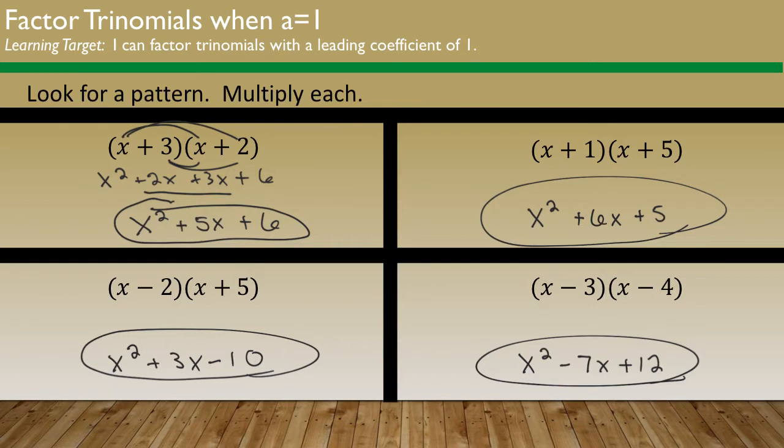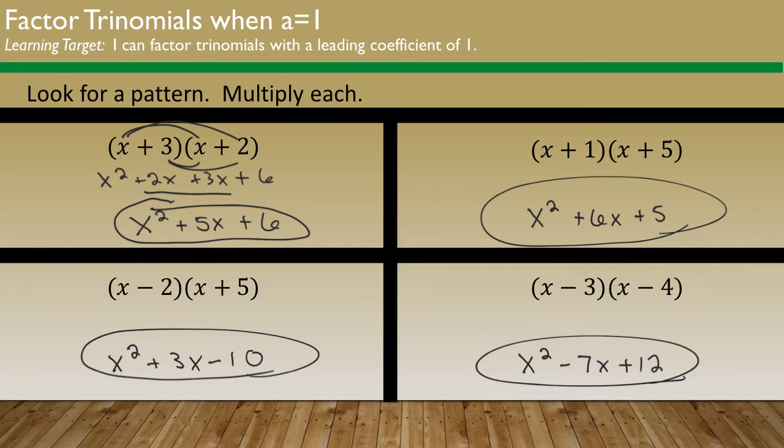is this middle term, this 5, is coming from 3 plus 2, okay? And let's look, does that happen every time? Yes, 6 is 1 plus 5. 3 is negative 2 plus 5. And then negative 7 is negative 3 plus a negative 4. Okay, so we get negative 7.